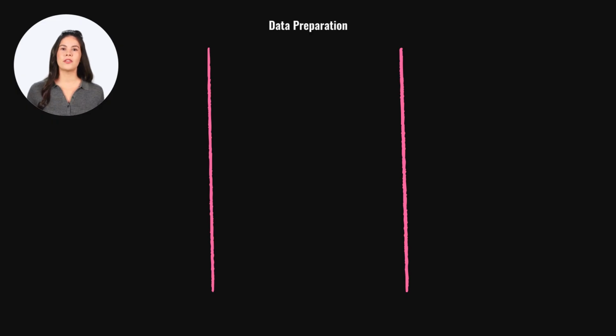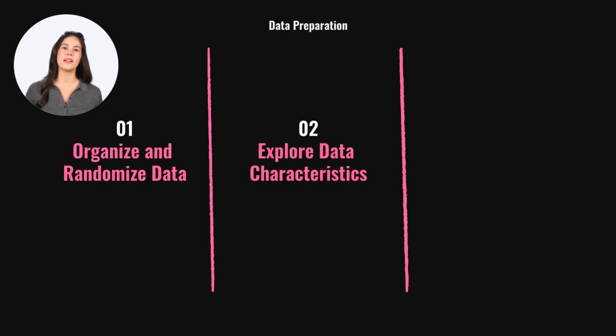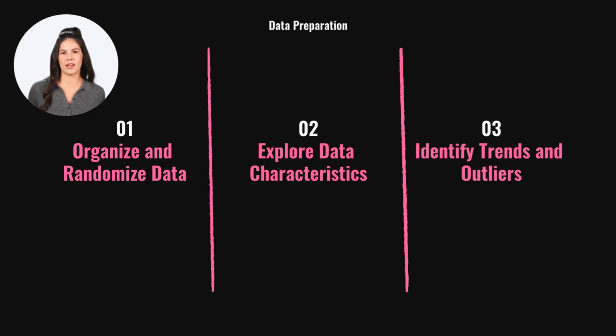Data preparation is crucial for effective machine learning. It involves organizing and randomizing data, ensuring it's ready for analysis. Through data exploration, we understand data characteristics, identifying trends and outliers. Data preprocessing then refines this data, setting the stage for accurate and insightful analysis in subsequent steps.